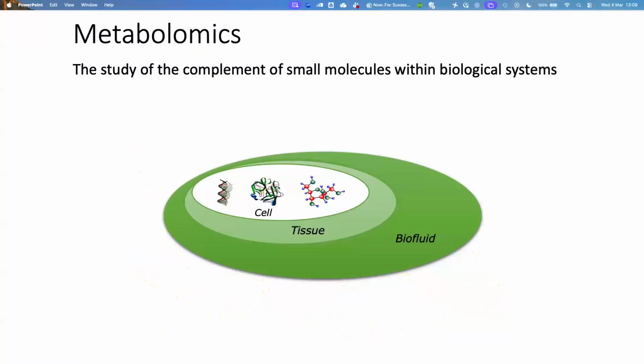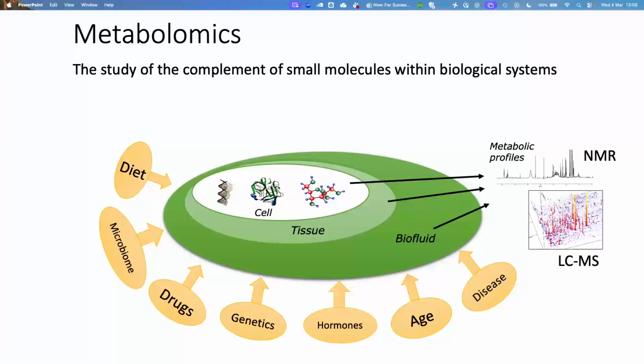So how do we measure those things? We take what we call metabolic profiles. For us, a metabolic profile is really just a list of metabolites and their levels in a given sample. So, certain concentrations for different molecules.